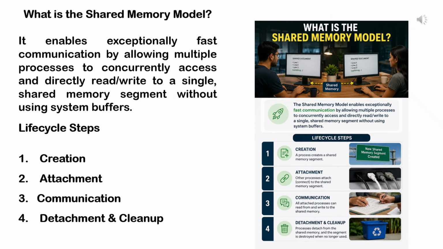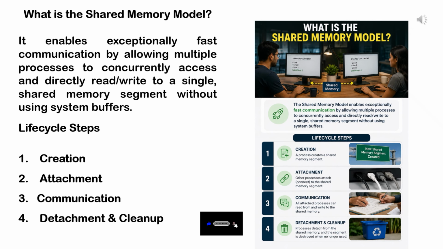Now, let's understand shared memory in detail. In the shared memory model, the operating system creates a common memory region. Multiple processes are then allowed to attach this shared region into their own address spaces. Once attached, every process can directly read from or write to the same memory. Communication happens without repeatedly asking the operating system to copy data.